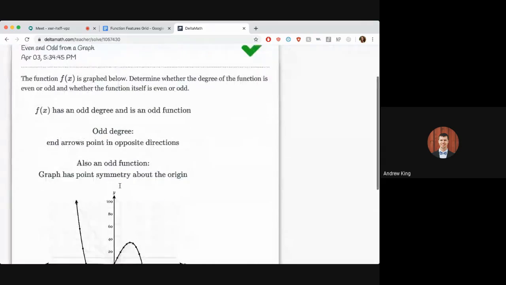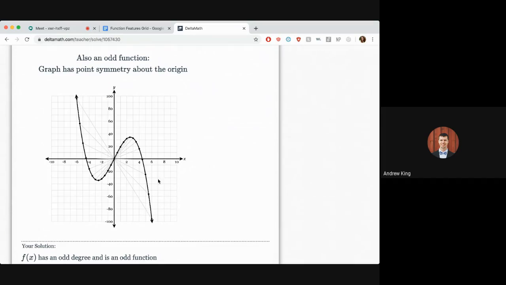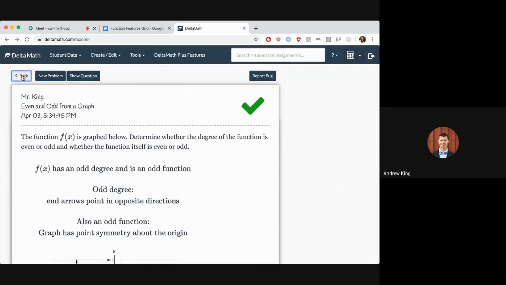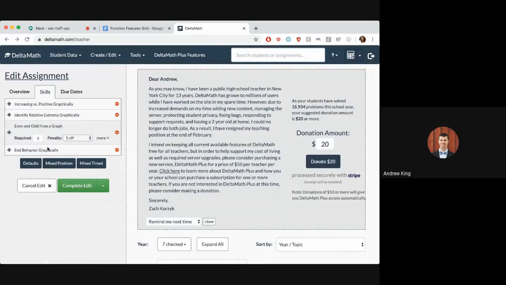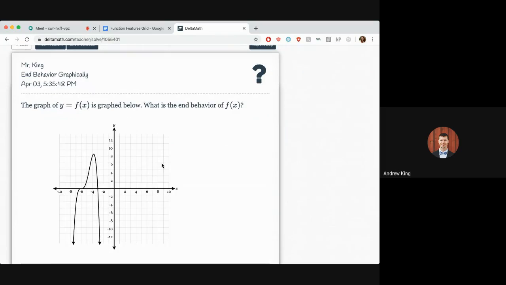Degree is talking about end behavior. Are they opposite directions or the same direction? And even or odd function is talking about symmetry. Can you rotate it? That's an odd function. And can you flip it reflectionally across the y-axis? That's an even function. Okay, last topic is end behavior graphically. You have done this exact topic before. I'll do a couple here to get you refreshed.